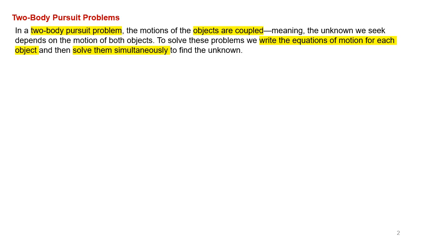To solve these problems, we have to first write the equations of motion for each object, then solve these equations simultaneously. By doing this, we can find the unknown quantities, like where and when the two objects meet. This approach helps us understand and predict how both objects move in relation to each other.